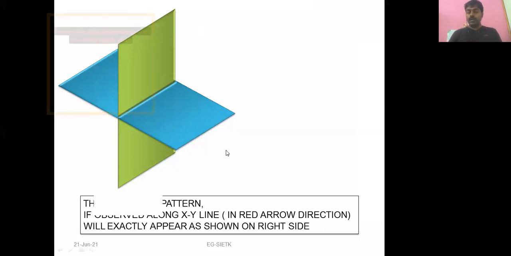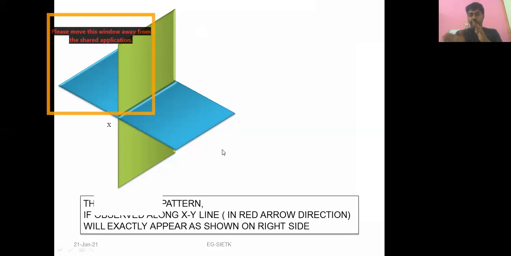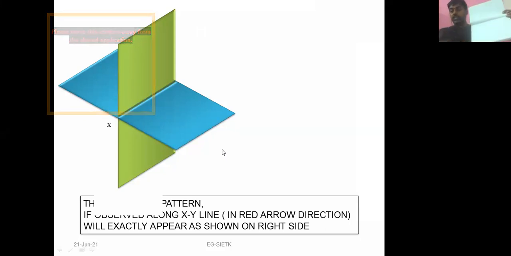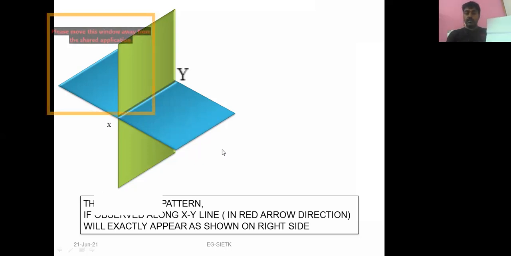Now coming back to this particular point, when I'm talking about the horizontal plane and vertical plane, the combination, the junction of these two things, is called the XY line. This is a horizontal plane, this is a vertical plane, and the junction of these two things is the XY line. Remember this.